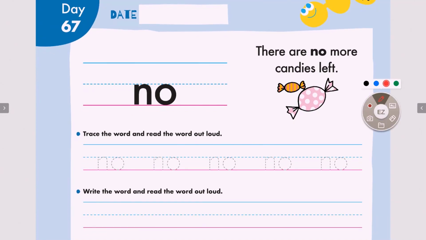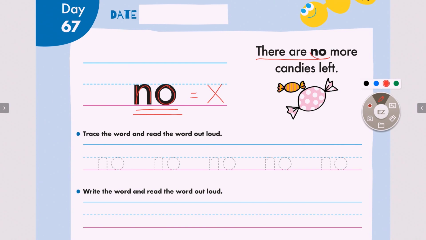All right, everyone, let's read the word out loud one more time. Are you ready? All right, N-O. Together, no. What is no? X. Yes, it means no. X, X, X. All right, everyone, now let's go to our sentence.